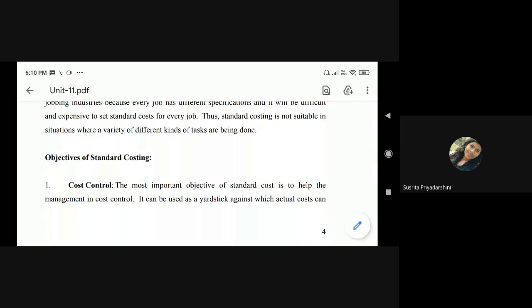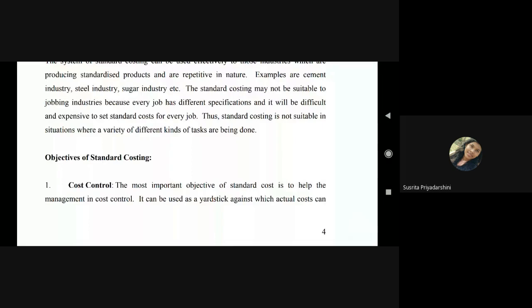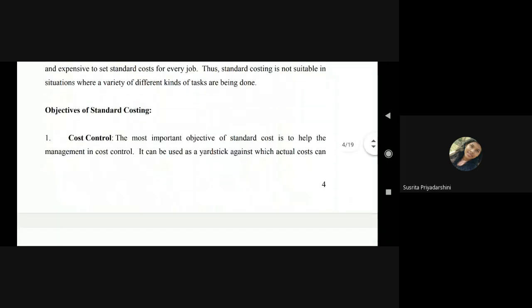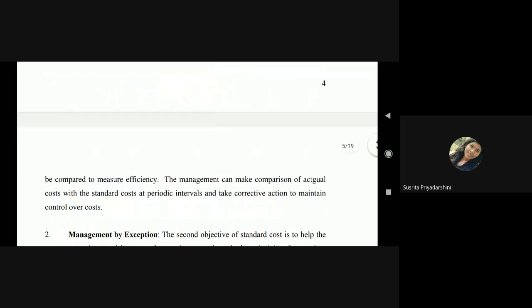Depending upon the predetermined or standard cost, normally each and every person working in the organization tries to keep the actual cost within the standard one. So here it is written that the most important objective of standard cost is to help the management in cost control. It can be used as a yardstick. Yardstick means the measuring rod against which actual costs can be compared to measure efficiency. So keeping in mind the standard one, actual amount is spent. Then the actual and standard can be compared to have a control or check upon the spending.